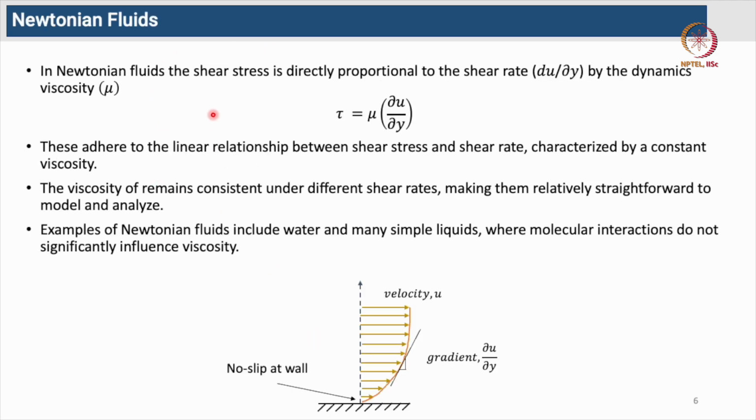If the fluid is called Newtonian, then we have the constitutive relationship, which links the shear stress with the velocity gradient. This is the cross velocity gradient, and mu is the coefficient of viscosity. This adheres to a linear relationship between shear stress and shear strain. The viscosity remains constant under different shear strain rates, making them relatively straightforward to analyze. This is the velocity gradient, for example: the u velocity varying in the y direction. Examples of Newtonian fluids include water.